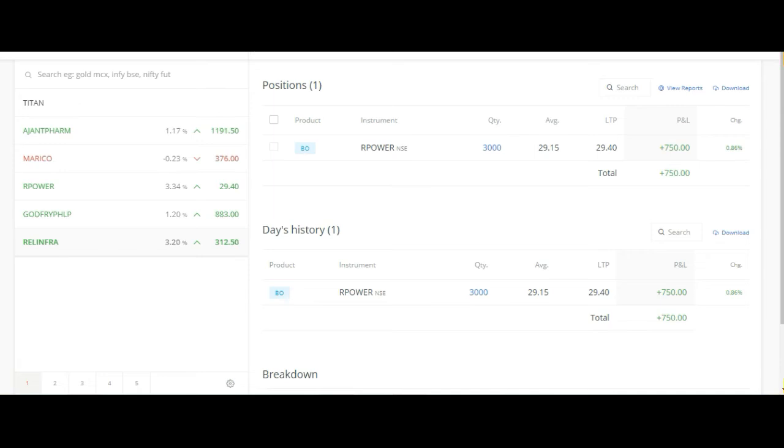So it is already given 1:1 risk reward. Yeah, it is cycling. See the move, guys. This is just a 29-30 rupees stock, and it is giving such a profit.